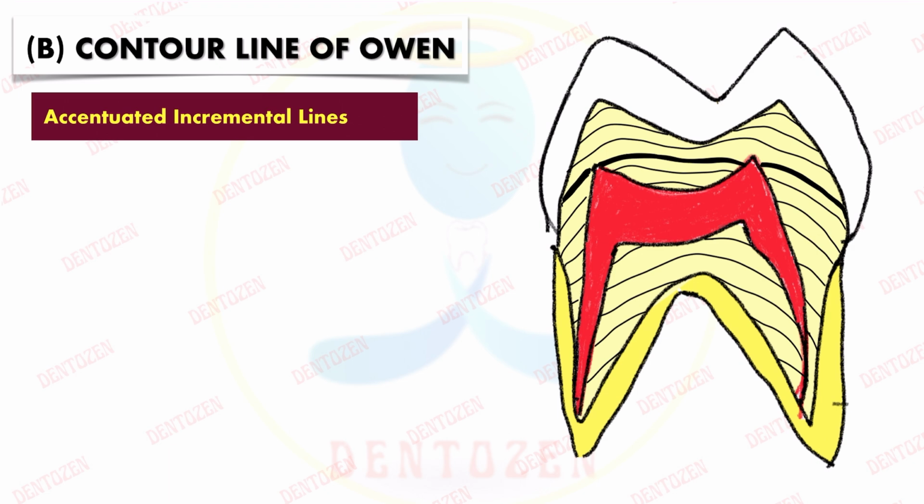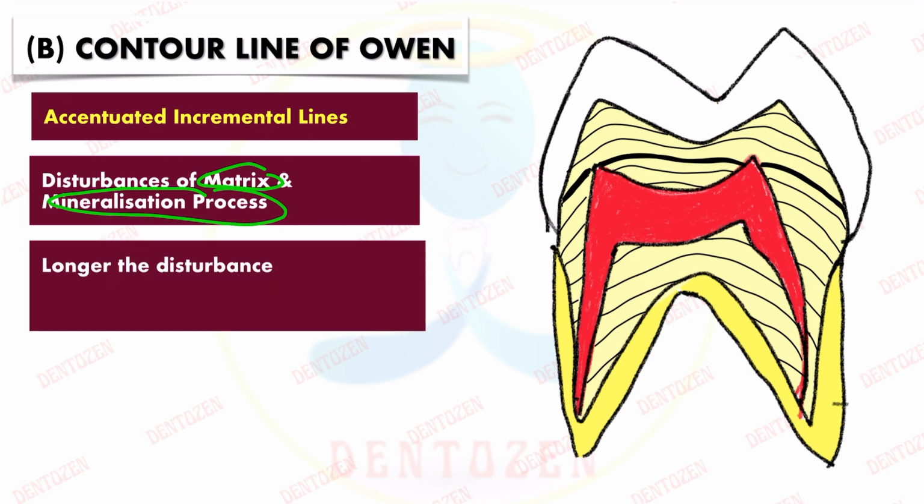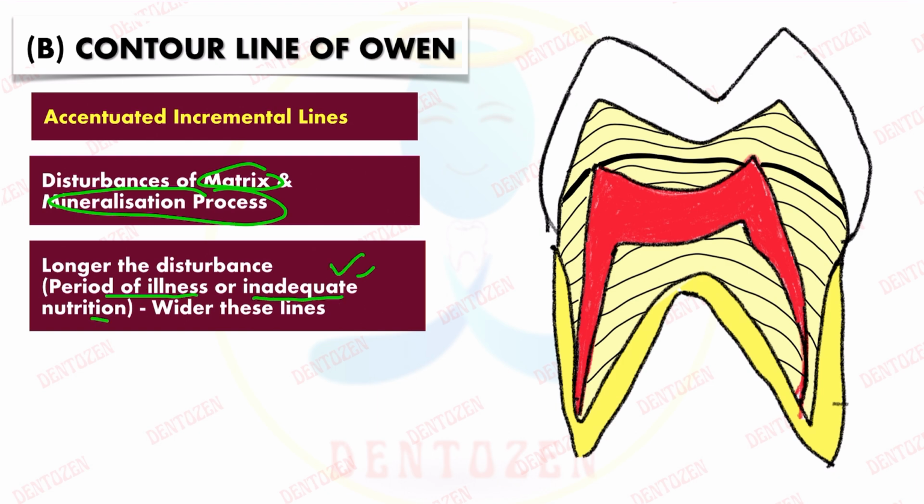This dark line, why does this dark line appear? Because of the disturbance, disturbances of the matrix and mineralization process, something went wrong. When can that happen? When there is some disturbance like a period of illness or deficient nutrition during dentin formation. All this can lead to defects, which can appear as these dark lines. Now, the longer the disturbance, the wider these lines. The longer the disturbance and nutritional deficiency last, the bigger the line we will see, and the bigger the hypomineralized area will be.